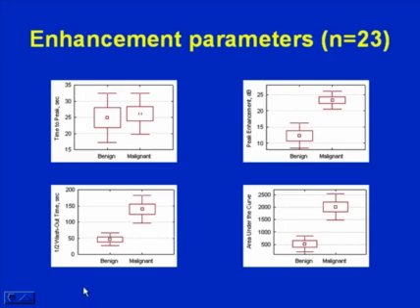Now, when we looked at the actual numbers, the time to peak was not statistically different in benign versus malignant. But when we look at the overall peak enhancement, there's about a 2 to 3-fold difference in benign versus malignant. And certainly the washout time is about three-fold different, and the area under the curve is about 4-fold different in these different parameters.